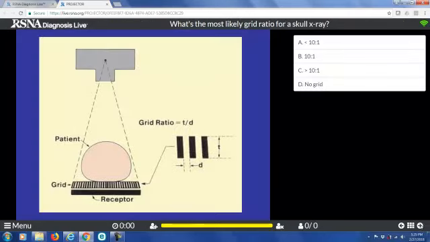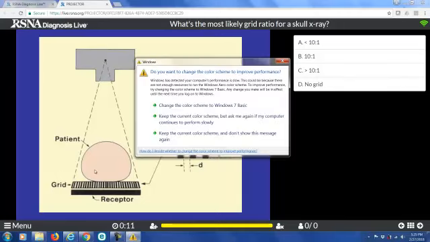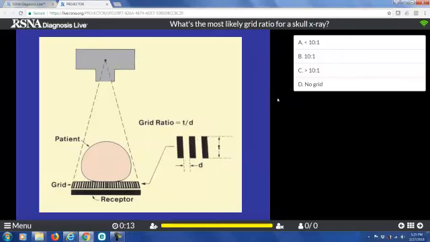Just remember the 1%. What's the most likely grid ratio for a skull X-ray? Less than 10 to 1, 10 to 1, more than 10 to 1, or maybe, because you're having bone, then no grid is actually used at all. The bone will attenuate, absorb X-rays, and thereby generate little scatter.